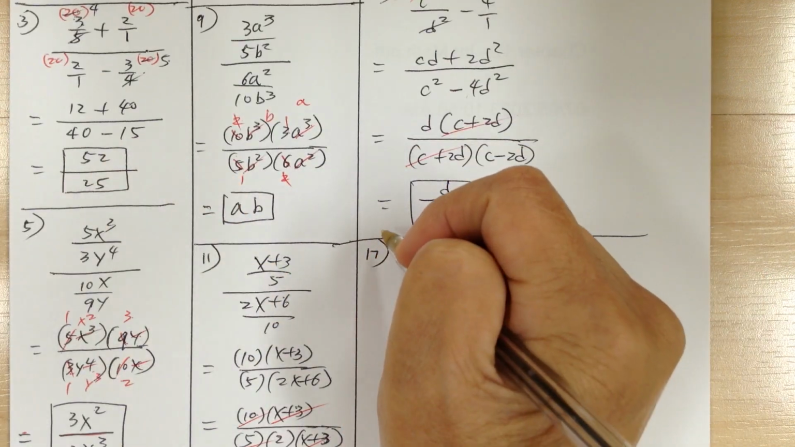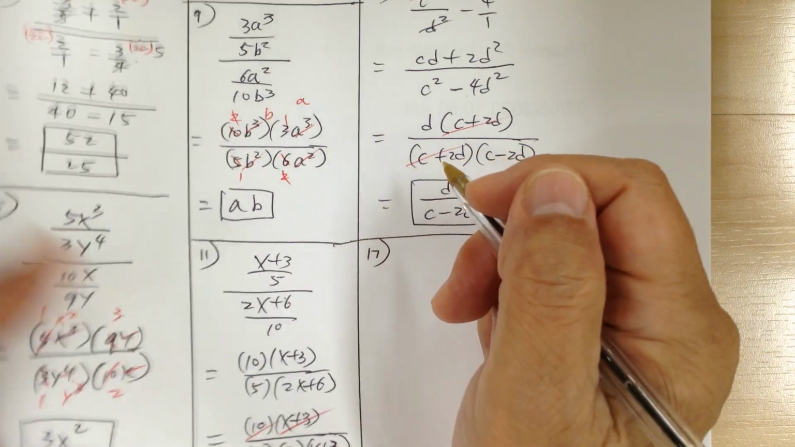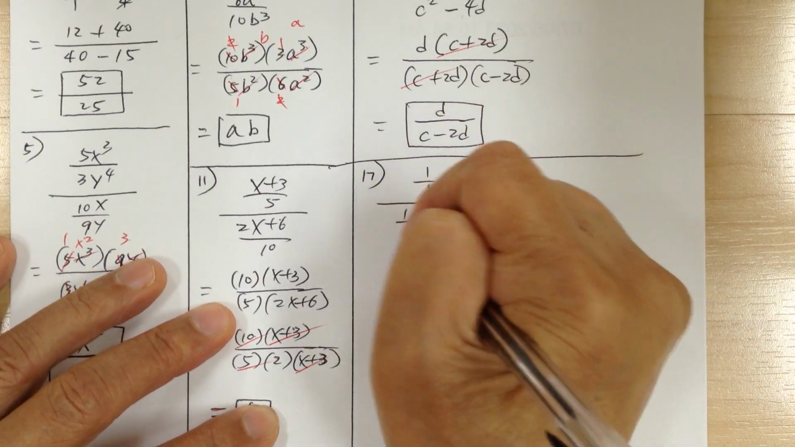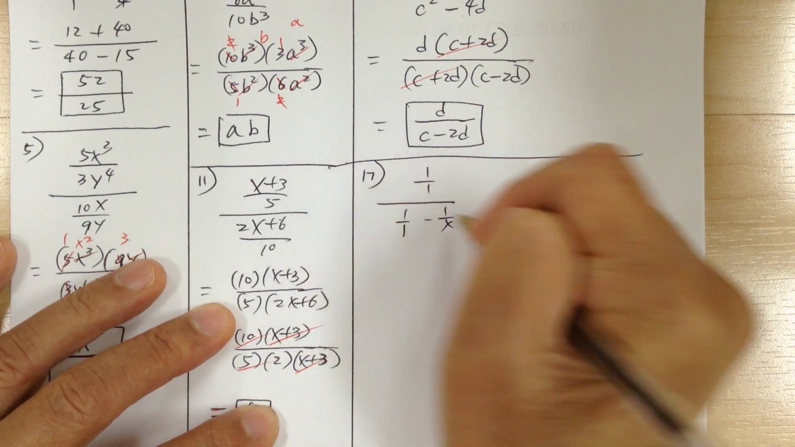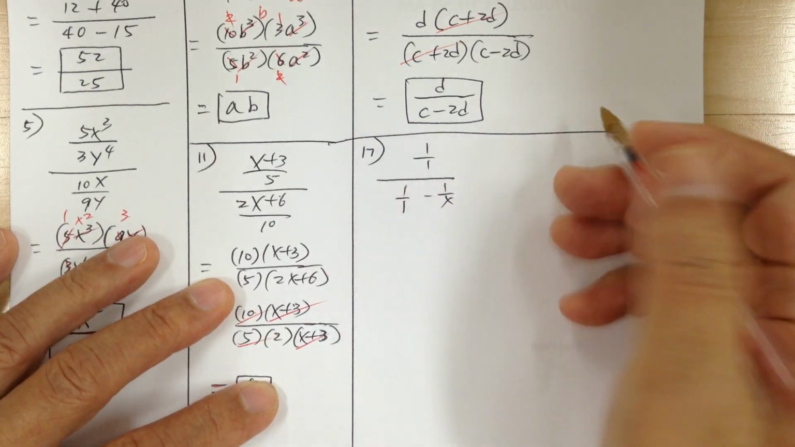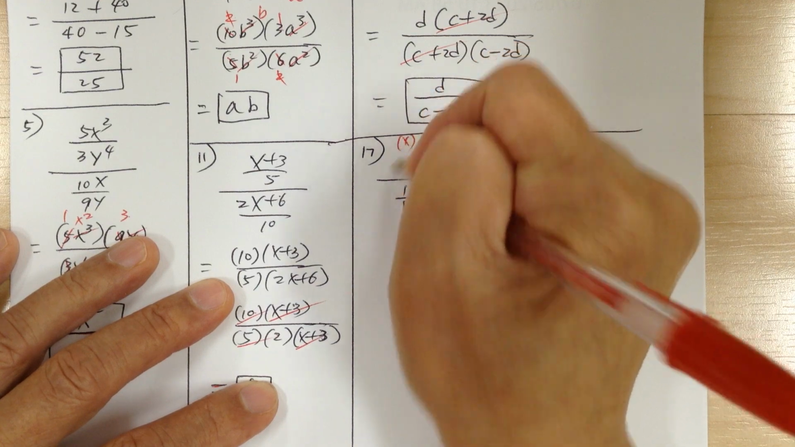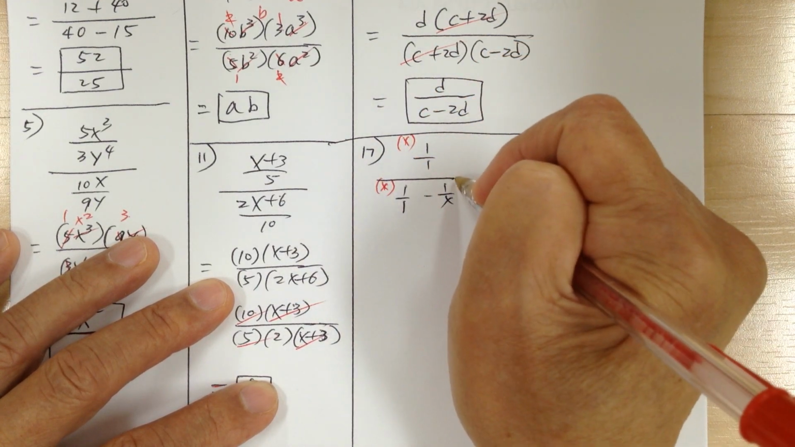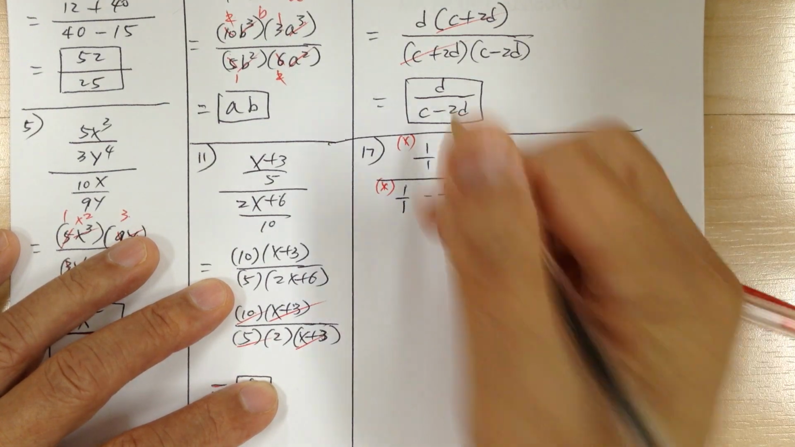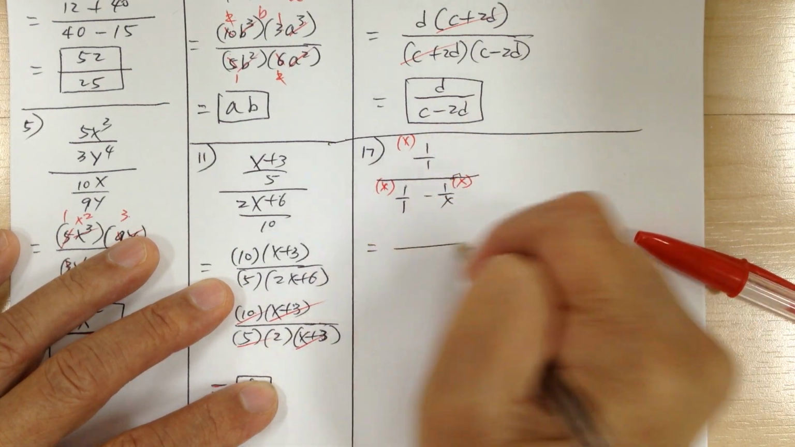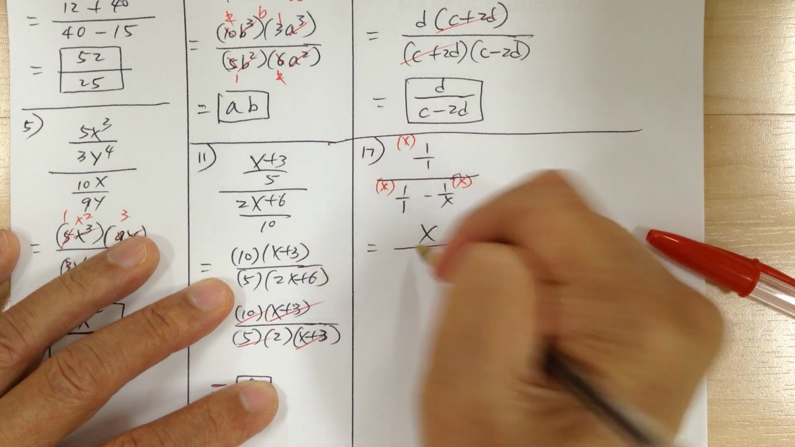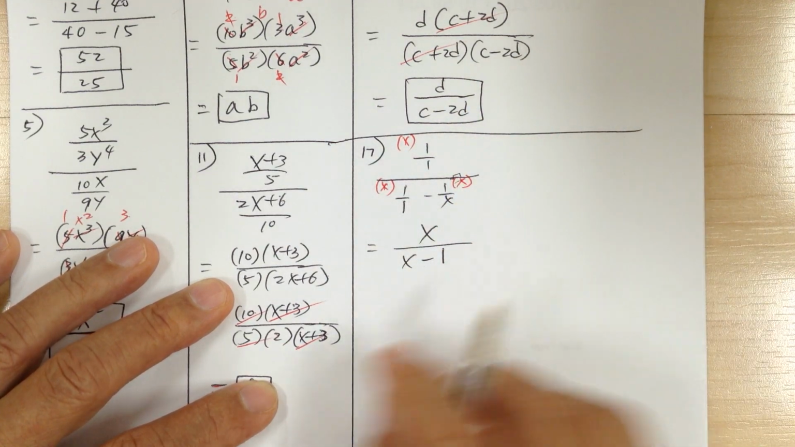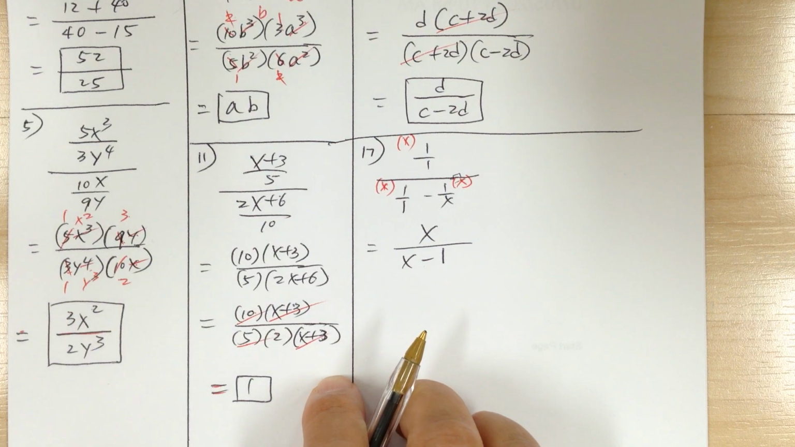Okay, 17. Okay, I can write 1 over 1 over 1 over 1 minus 1 over x. Okay, so common denominator is x, so multiply everything by x. So you can write down all your numbers as a fraction. So this one does not cancel, it's just x, and this will be just x, and this will cancel, minus 1. And that's it.